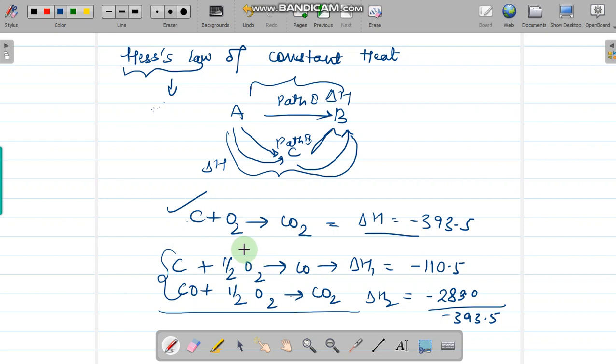So where can we apply this Hess's law? What are the applications for this? The first application is the determination of the enthalpy of formation of substances which cannot be measured. Whether it has taken place in a single step or a double step, it is the same only. This is the first application. This is the explanation also and application also.